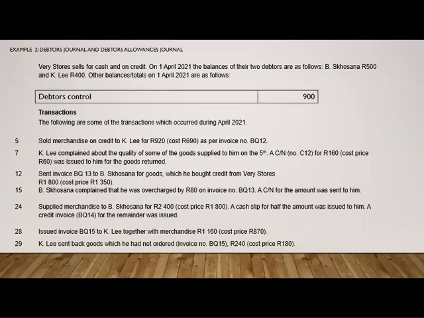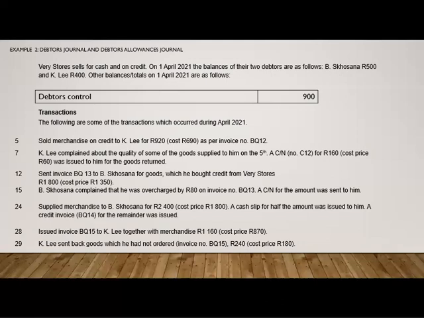Now, this is pretty much the same as what we have done thus far. They say Very Stores sells for cash and on credit. On 1 April 2021, the balances of their debtors are as follows. Biscosana is owing us 500 and Kaylee is owing us 400. So there's only two debtors. That will give us the balance for our debtors control. 500 plus 400 will give us the 900 that they gave us as a balance at the beginning of the month, which is the 1st of April 2021.